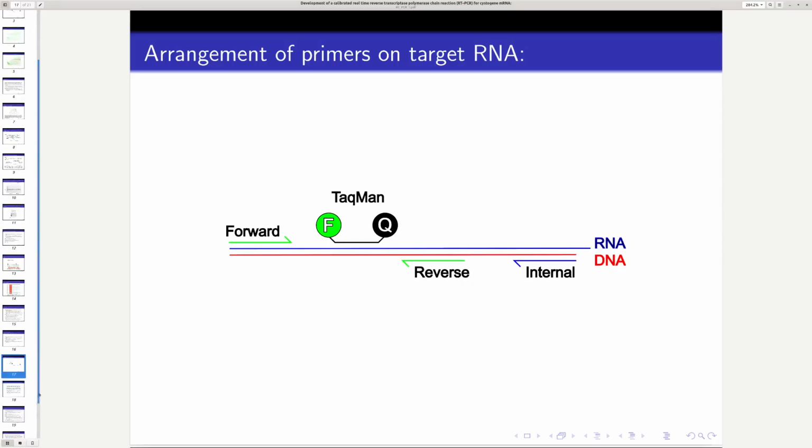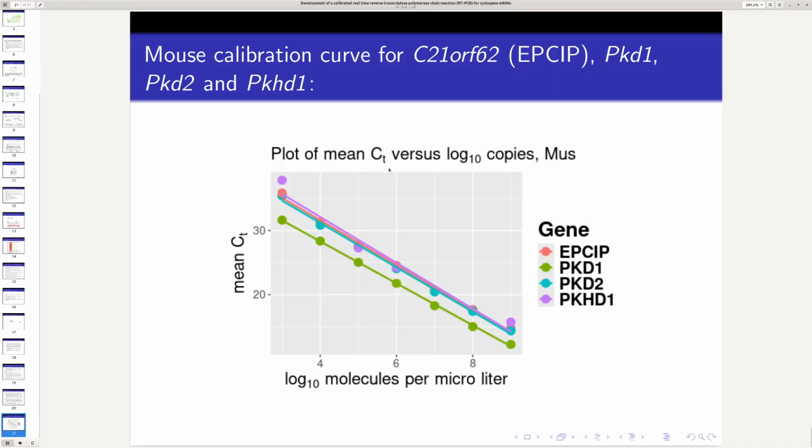Sorry, let me get to the bottom here. And when you do, you end up with a plot like this. And so this is a mean CT. We've done everything in triplicate. And then we've got the log 10 number of molecules per microliter. So here you've got 10 to the 9 per microliter, and you're crossing at maybe about 15, a CT of 15. And here you've only got about 1,000 molecules per microliter, and you're crossing about 32, 35.